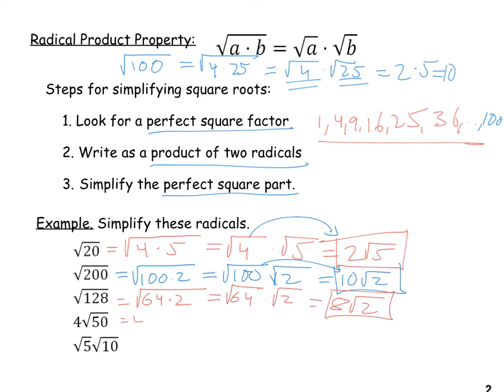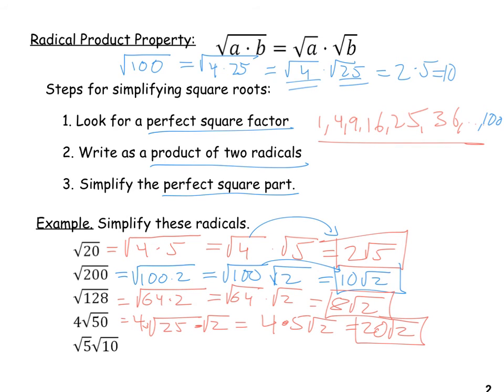All right, what if we have something multiplied by a square root? Well, we can do the same thing. The 4 is going to hang out here. Let's break the square root of 50 up into 25 and 2. This is all multiplied here. So I got 4. What is the square root of 25? Oh, it's 5, and the square root of 2. So that's 20 square root of 2. See how that works?